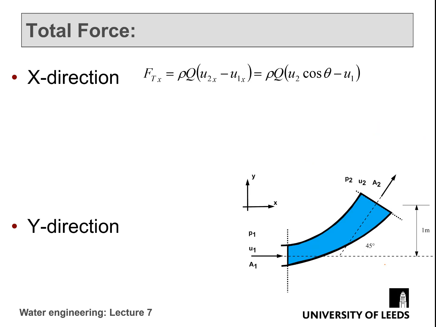So let's start by calculating the total force. So Ft here is rho Q (u2x minus u1x), which will be u2 cos theta 2 minus u1 cos theta 1. However, because we've chosen the direction of x in the same direction as the inlet velocity, we can drop the theta 1 and theta 2 and just use theta as at the exit.